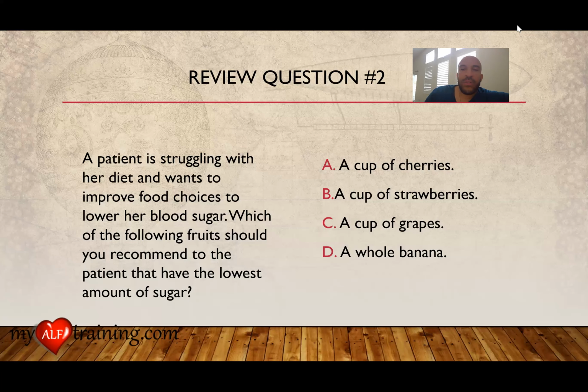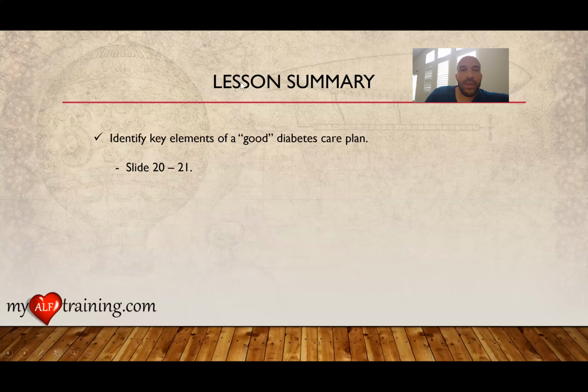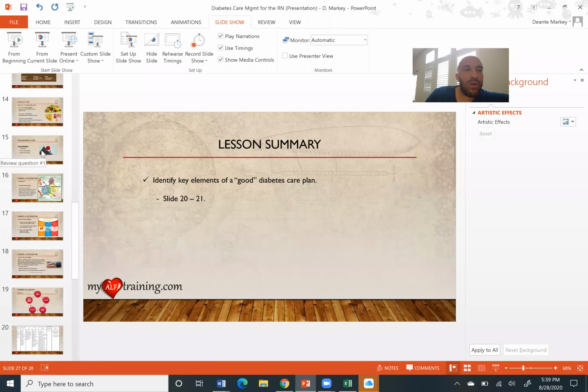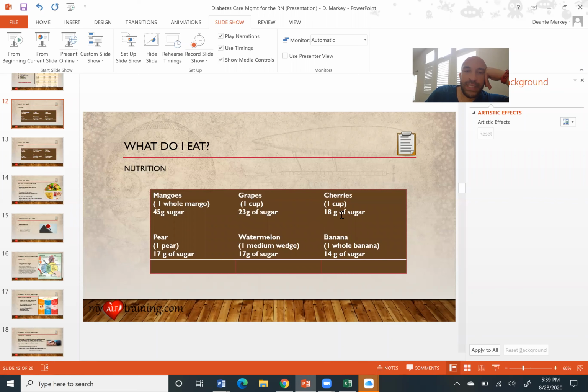All right. So hopefully you chose a cup of strawberries. A cup of strawberries has the lowest amount of sugar as opposed to a cup of grapes or a whole banana. Let's go back and look at that, as I know some of you might be upset you got that one wrong. You can see here, grapes is 23, cherries is 18, a banana is 14. The best snack would be a cup of strawberries, only 7 grams of sugar.